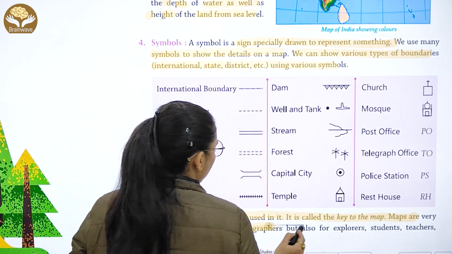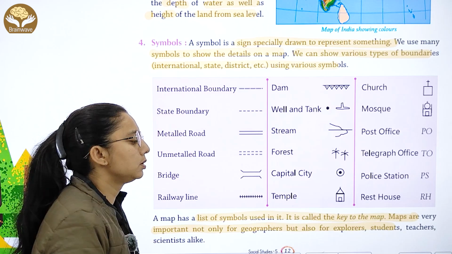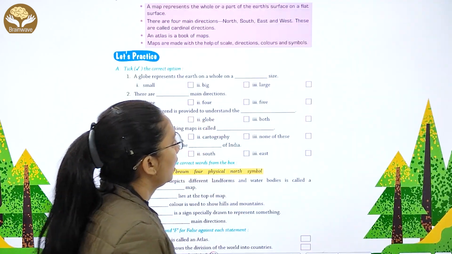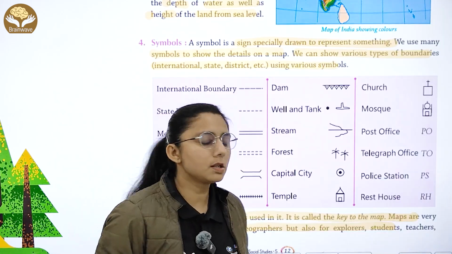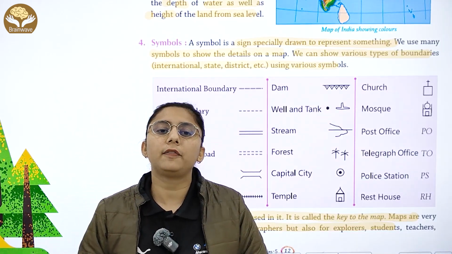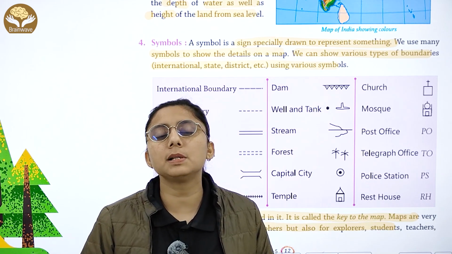Maps are very important not only for geographers but also for explorers, students, teachers and scientists. Right? This was all in this chapter. I have told you about the different directions and different colors that we use and different symbols that we use.